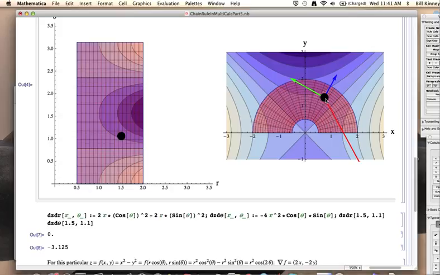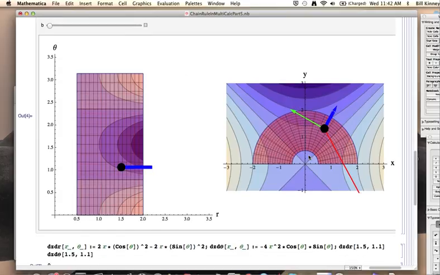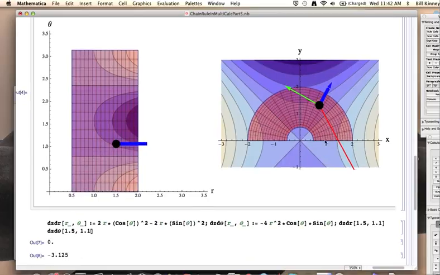dz dr, letting r change a little bit, in effect moving along this blue line a little bit. Certainly, you look at the contour map, it's going to be a negative derivative. The value of the function is going down. And in fact, the dot product between the red and the blue is going to be negative.